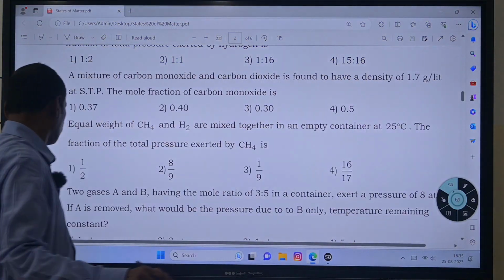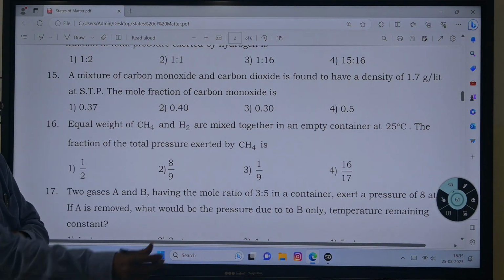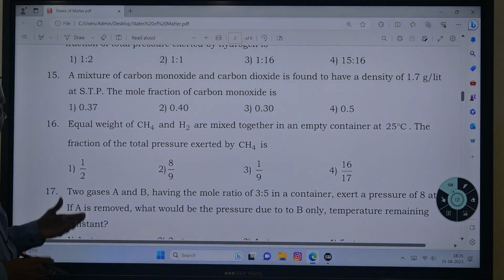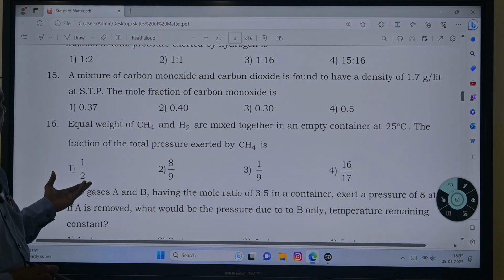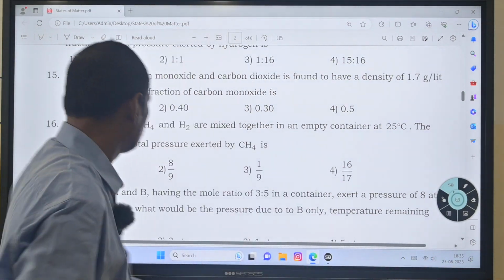Yes, the next question. 16th question: equal weights of methane and hydrogen are mixed together in an empty vessel at 25 degrees. Calculate the fraction of total pressure exerted by methane.